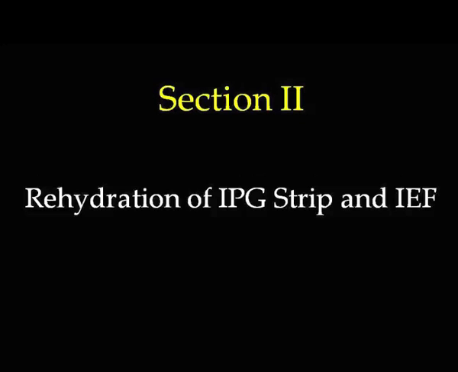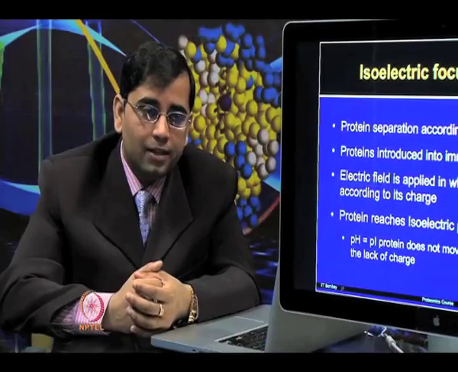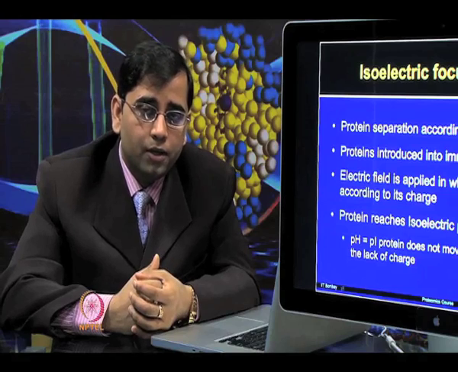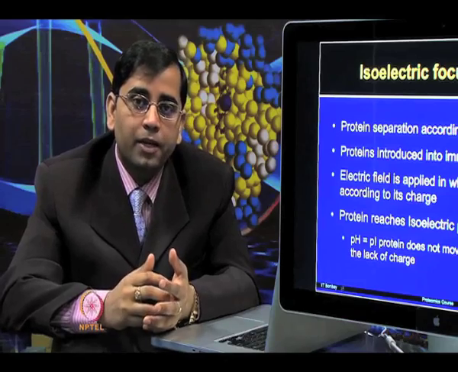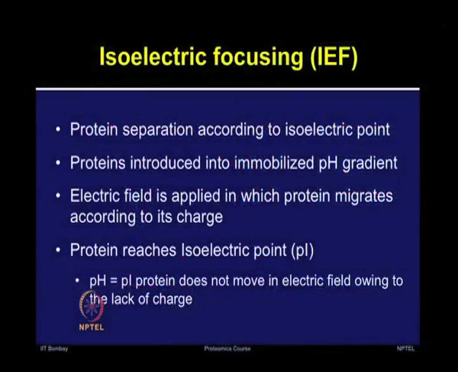So, let us talk about isoelectric focusing, or IEF. In the IEF process, proteins are separated according to their isoelectric point. You can take the immobilized pH gradient strip and apply the protein solution on the IPG strip, so that the protein is absorbed on the strip, and then after applying the electric field, the proteins will migrate according to their charge.